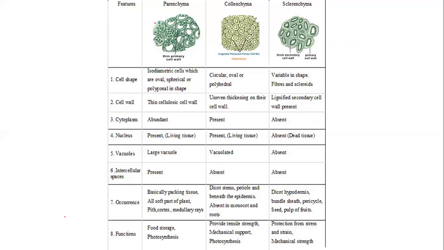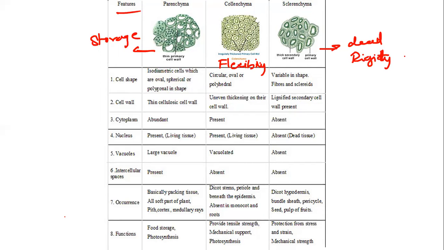So now we'll come back to the features: how the cell shape, cell wall, and cytoplasm differ among them. Very simple. The basic function of parenchyma is storage, to store food, and it also helps in photosynthesis. Collenchyma usually helps in flexibility. And sclerenchyma, which is a dead cell, gives rigidity to the whole cell.